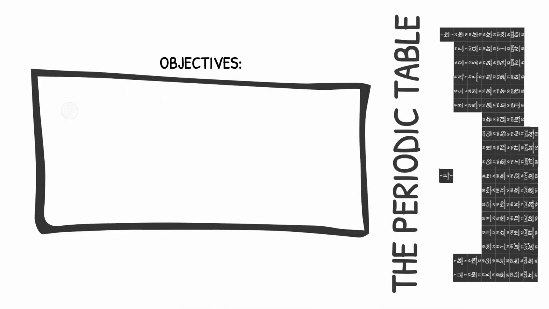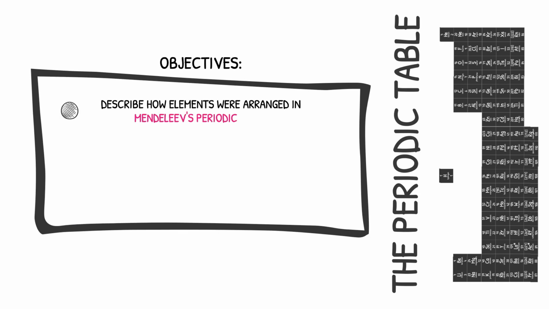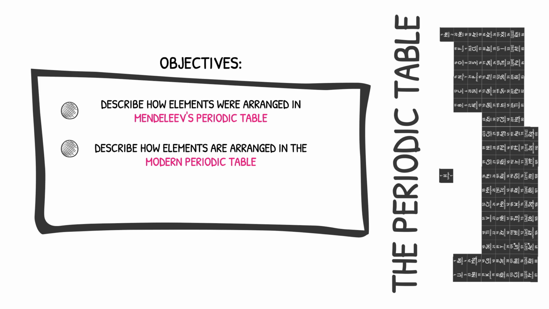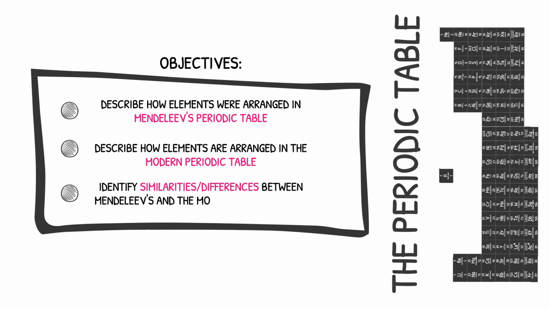In this video, we are looking at the development of the modern periodic table. By the end of this video, you should be able to describe how elements were arranged in Mendeleev's periodic table, describe how elements are arranged in the modern periodic table, and identify similarities and differences between Mendeleev's and the modern version of the periodic table.